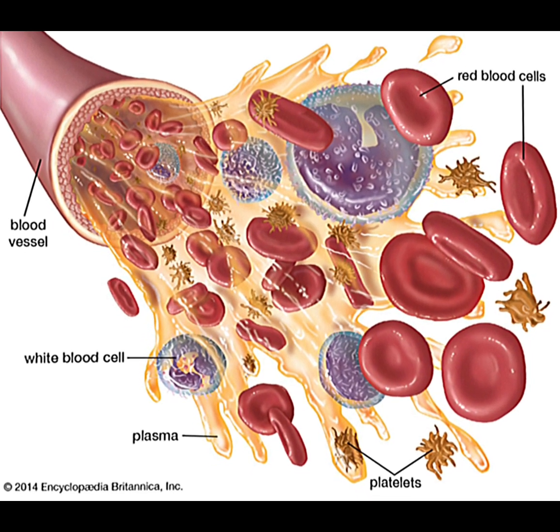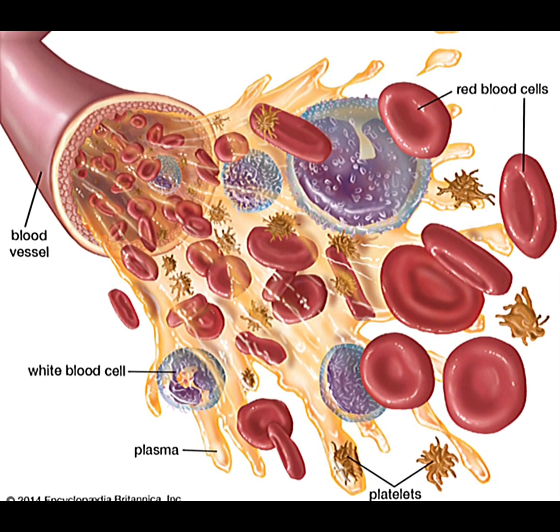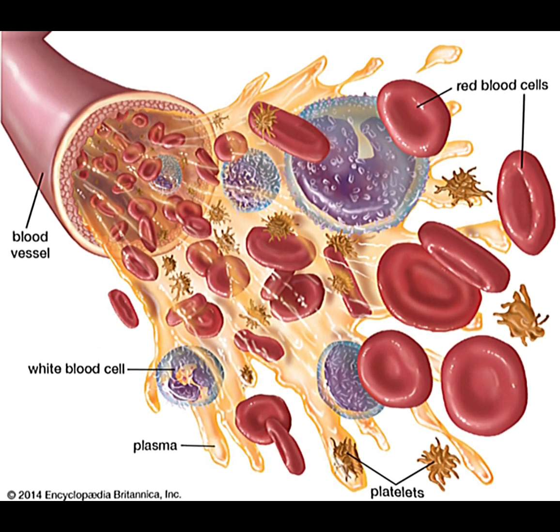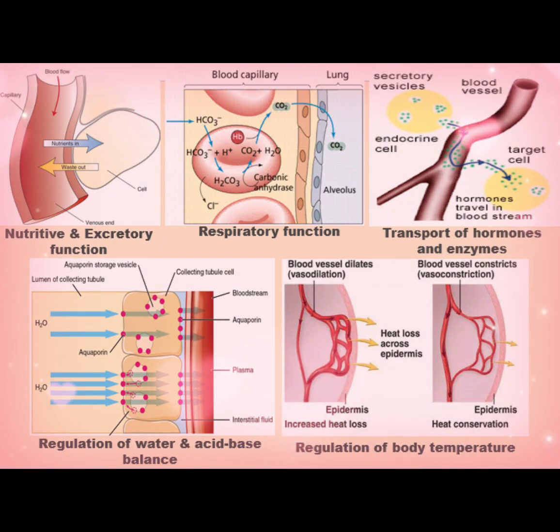The presence of blood in our body is very important, and this gives rise to the functions of blood. There are several functions of blood, and they include the nutritive function, the respiratory function, the excretory function, the transport function, the regulation of water-body balance, regulation of body temperature, storage function, and defense function. All these functions make blood a very important component of every human system or even lower animals.